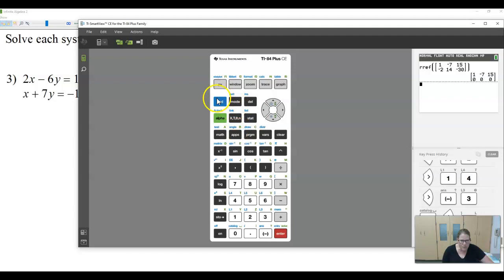So I'm going to hit second and then enter. That's going to re-enter the same matrix. And now I can use my calculator. I'm going to hit the arrow key over here, and I'm going to highlight my numbers again and change them. Make sure that your cursor is in front of the number if you want to replace it, or on top of it, sorry.